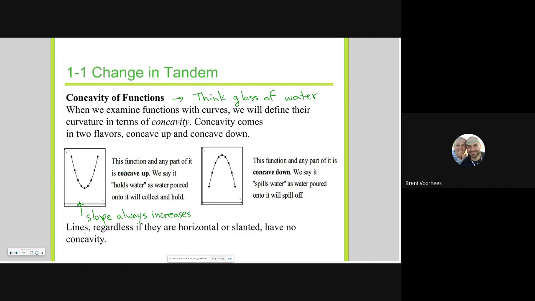If it's concave down, what happens to my slope? It always decreases. Slope always decreases. This is going to be very important for you, especially next class. Hint, hint. So when does the slope always decrease? Concave down. When does the slope always increase? Concave up. Okay. Up increases, down decreases. There you go.